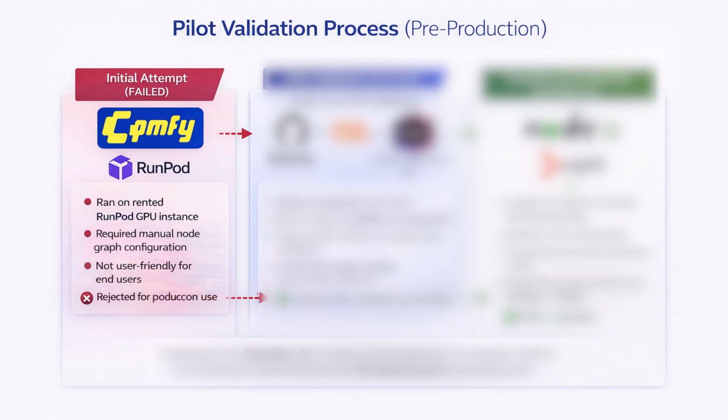This slide shows how I validated the AI core before committing to a full production system. I initially tested Comfy UI, running on a rented RunPod GPU instance. While technically powerful, this approach required manual node graph configuration and wasn't suitable for end users or a scalable product, so it was rejected at this stage.